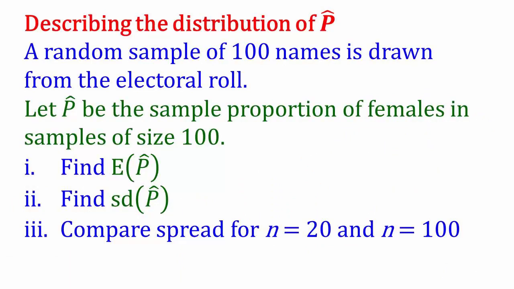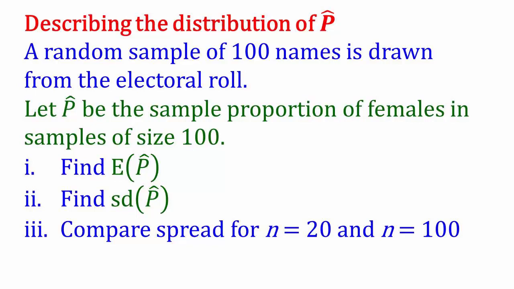Describing the distribution of p hat. Now, a random sample of 100 names is drawn from the electoral roll. Let p hat be the sample proportion of females in samples of size 100. So we're going to investigate the expected value of the random variable p hat, the standard deviation of the random variable p hat, and we're going to compare the spread of the distributions of p hat for n equal to 20 and n equal to 100.